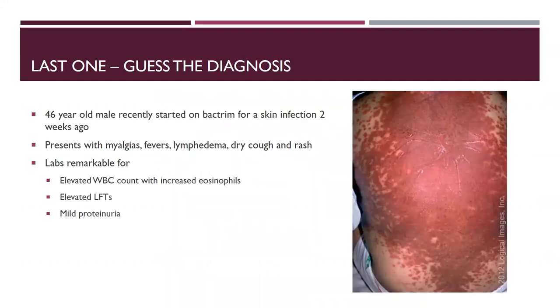Last one, and then I promise we're just going to get through some quick rashes and I will be done torturing you. All right, we've got a 47-year-old male, also on Bactrim for a skin infection 2 weeks ago. He comes in with myalgias, he's got lymphedema, he's got fevers, a dry cough, and this lovely, lovely rash. He's got an elevated white count with eosinophilia, elevated LAC, and LFTs.